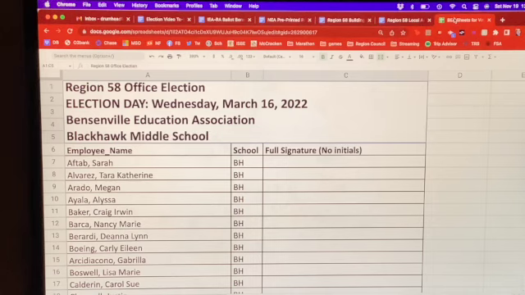At the top of each sheet, it should note what is being collected for the ballot, the day, the local, and the building. Members must sign their full signature and are not allowed to initial the roster list. They should sign upon receiving their ballot. If members are at more than one building throughout the day or separate days of the week, please make sure that their name is on each building list.